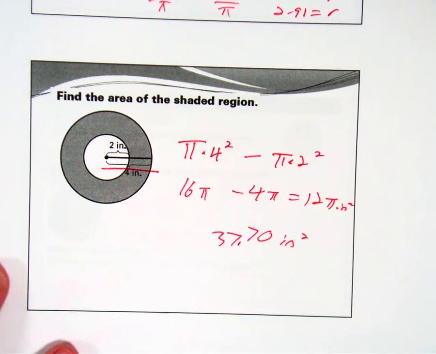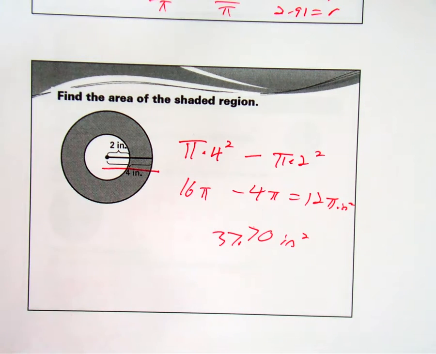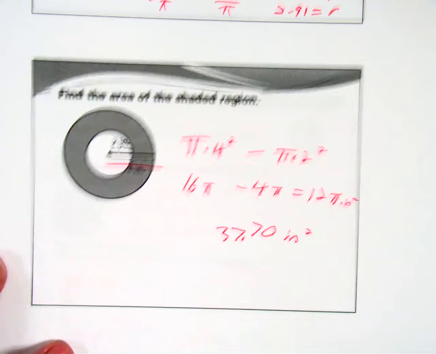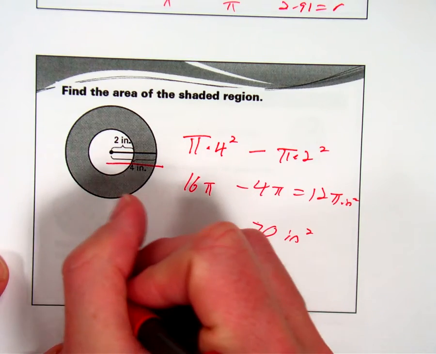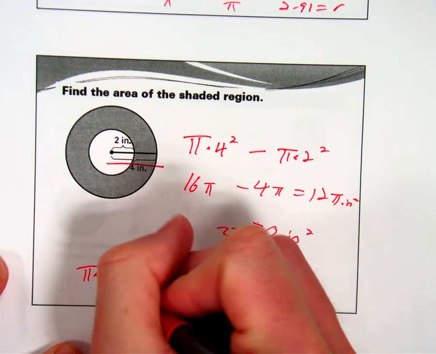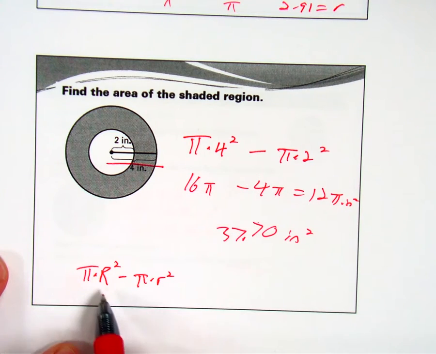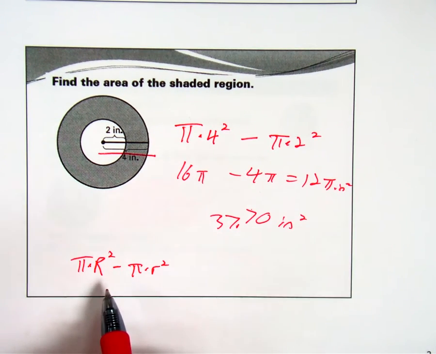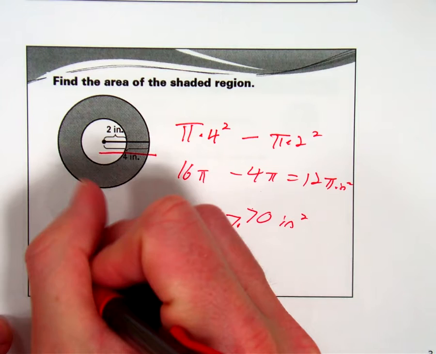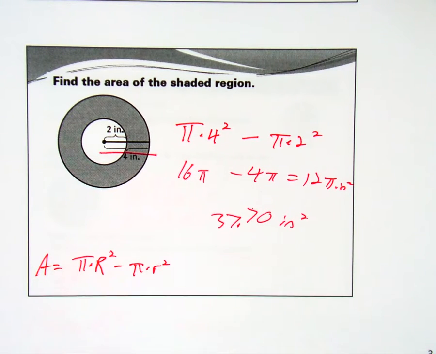And if we were to multiply that out, 12 pi, 37.70. Okay? Going forward, if you have an annulus type of problem, a ring or a donut or a bullseye kind of problem, we're going to go with pi times capital R squared minus pi times little r squared. Capital R, big R for the radius of the big circle, minus pi r squared with a little r for the little circle. Okay?